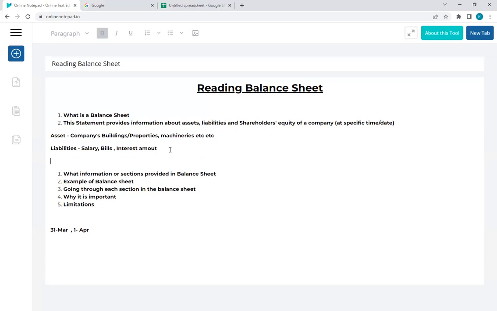And what is shareholders' equity? In simple terms, a company raises an amount from selling stocks, and those who bought the stocks will be shareholders of the company.